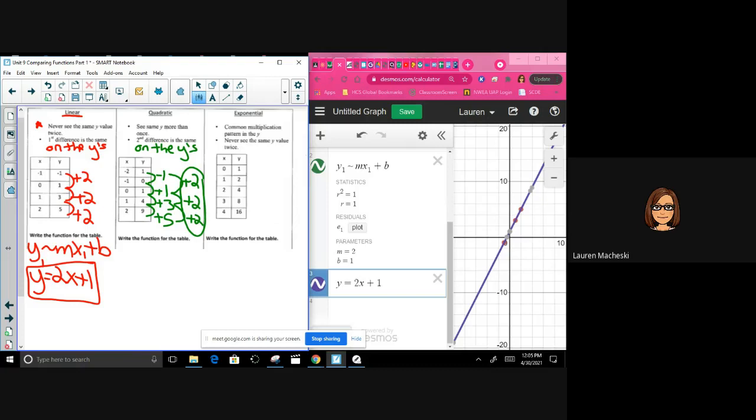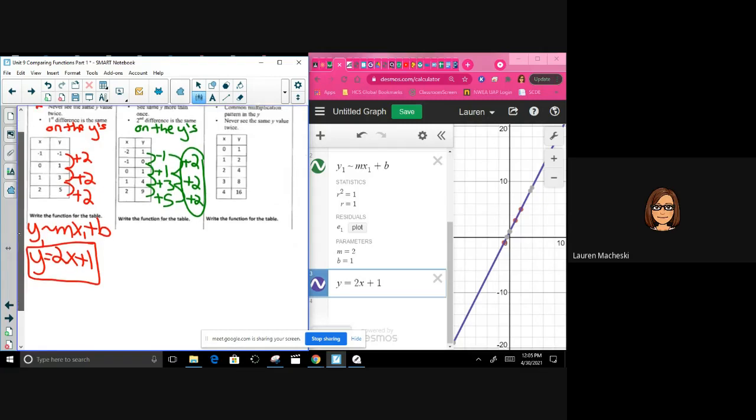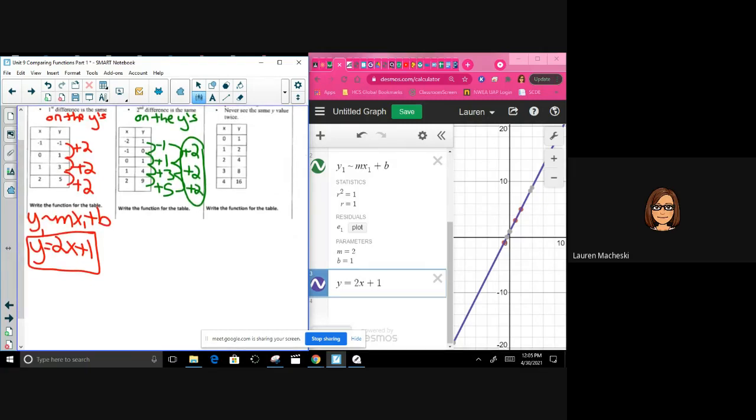Now, let's tell our calculator to write a quadratic equation. So we have to put in a little bit different for a quadratic. When you do a quadratic, it's y1 squiggly a x1, and you need to square that x1, plus bx1 plus c. And that is going to give me the number that I need for my a, b, and my c in order to write my equation.